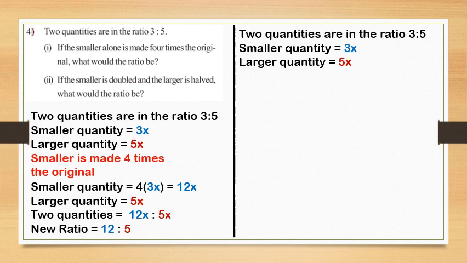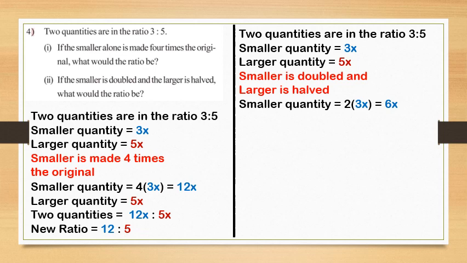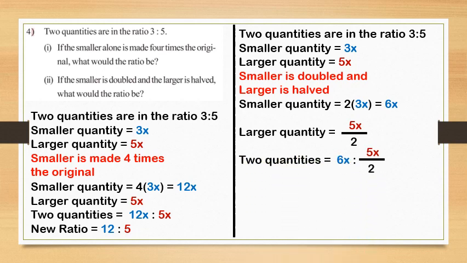Here let us write smaller is doubled and larger is halved. So new quantities are smaller quantity equal to 2 into 3x, which is equal to 6x, and larger quantity equal to 5x divided by 2. So let us write two quantities are 3x is to 5x divided by 2.